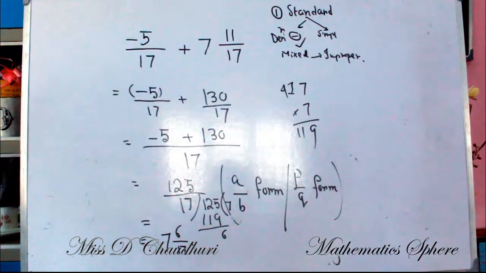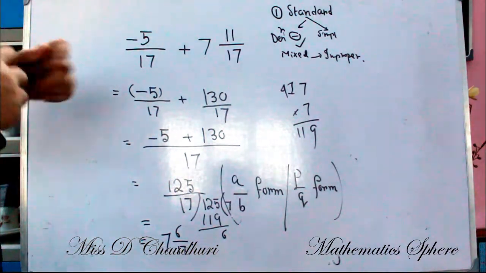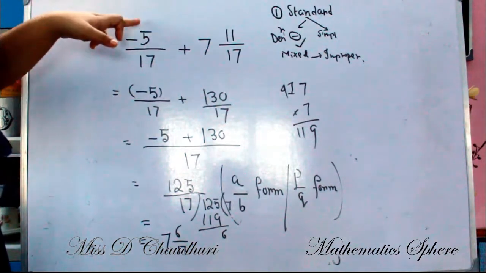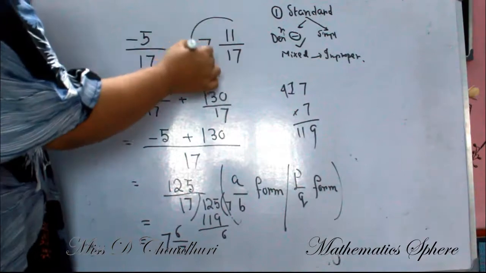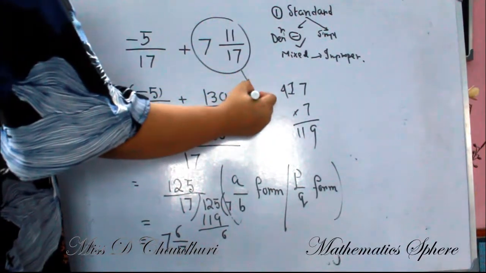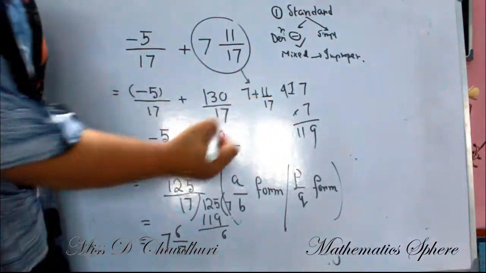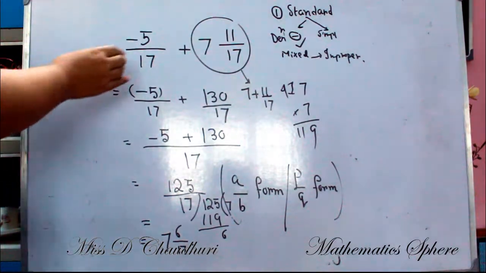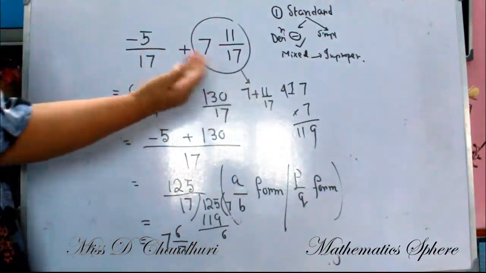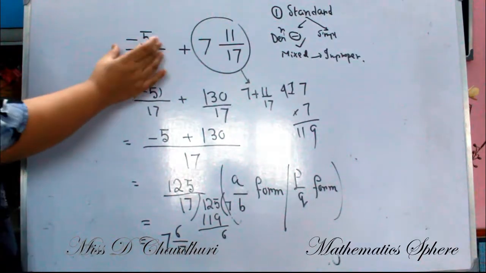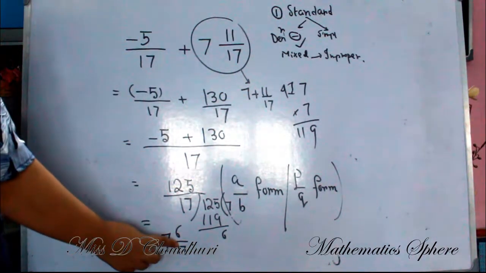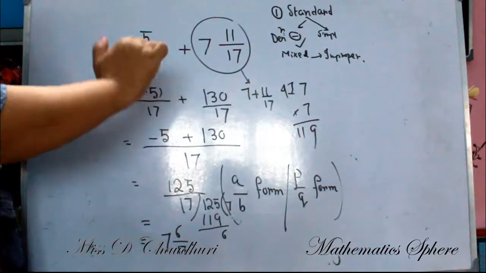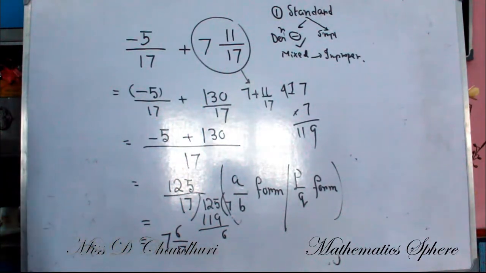Okay. Some of you might tell that we can separate 7 from here. Means this is minus 5 by 17, this is 7, because we know that this mixed fraction can be written as 7 plus 1 by 17. You can do that also, not a problem. You write this one, this one, this one, you keep 7 aside. Now you operate minus 5 by 17 and 11 by 17, you are going to get 6 by 17 ultimately. So when you add again, you are going to get 7 6 by 17.